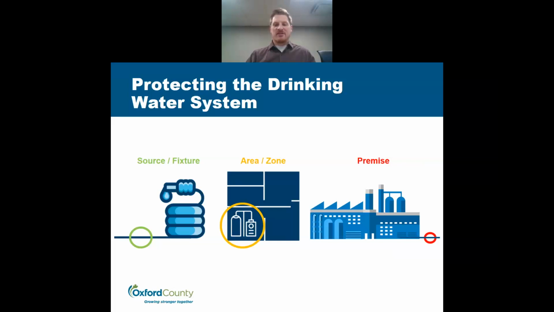The last type is premise isolation. This is located just after the water meter, prior to any piping junctions entering into the facility. It provides the largest coverage area and is the last line of defense before a backflow event can impact the municipal drinking water system.